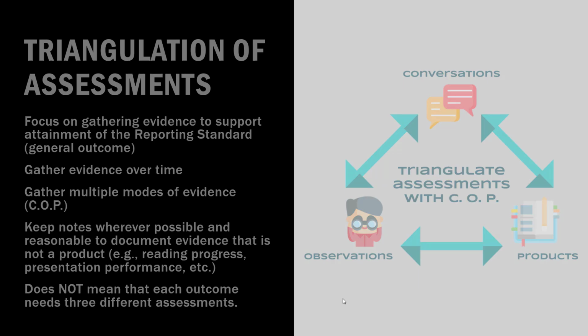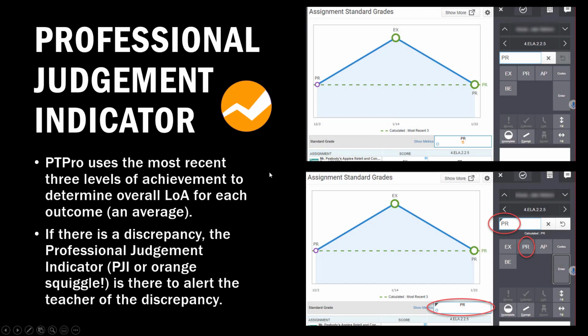I know this one comes up quite a bit, this orange squiggle or professional judgment indicator. This is very important for all of us to understand. PowerTeacher Pro uses the most recent 3 levels of achievement to determine an overall LOA. The orange squiggle is just like PowerTeacher Pro is a person saying to you, hey teacher, guess what? You assessed this student multiple times and they did not perform consistently. Could you please double check that this is correct?